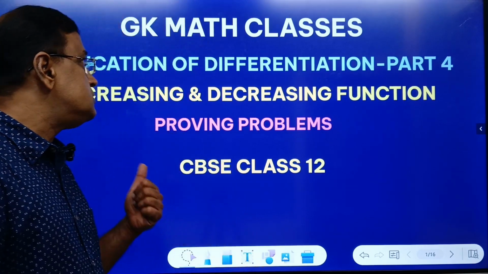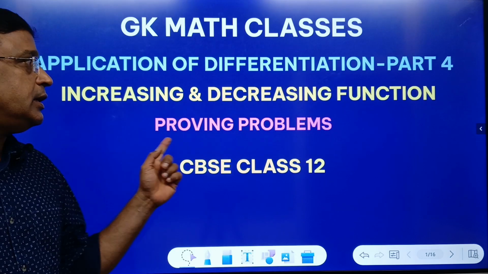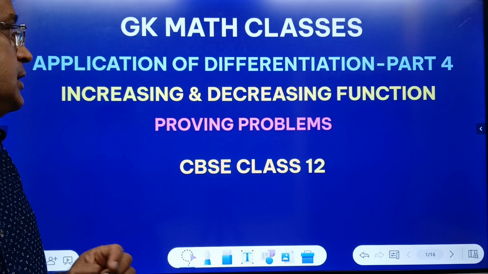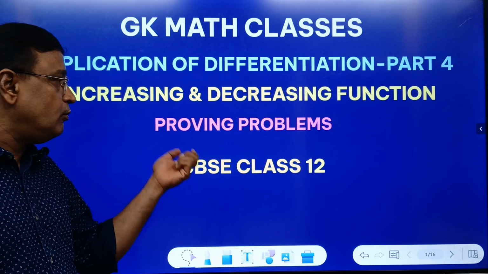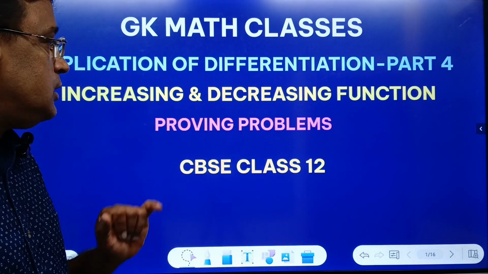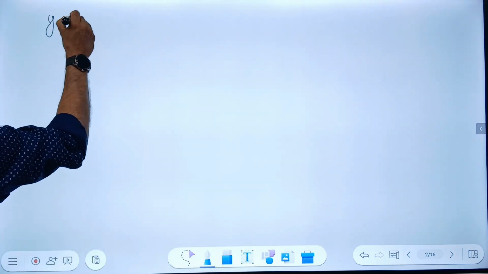Today, in continuation of applications of differentiation, we are going to do increasing and decreasing functions. Mostly this will be the concluding video on increasing and decreasing functions. Today we are going to do problems which are more or less proving type of questions. So let's straight away get inside. First of all, a quick introduction to increasing and decreasing functions.